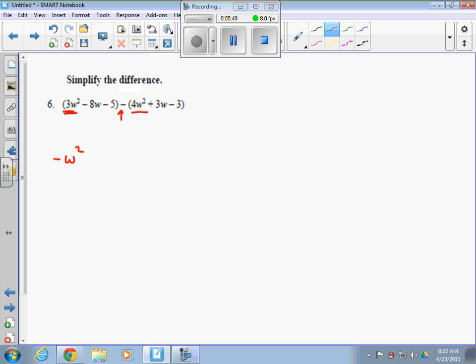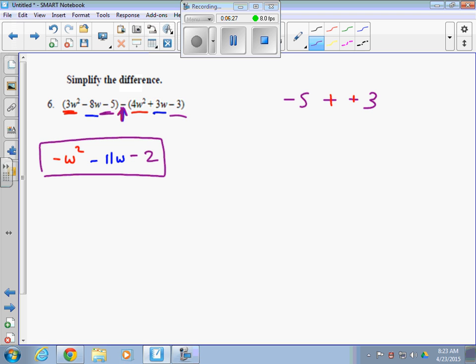Then you go to the next biggest degree, or the next biggest exponent, which is 1. Negative 8w, again, minus 3w. Negative 8 minus 3 is going to be negative 11w. Then you go to the next degree, which is the one that has no variable at all. Negative 5, again, minus negative 3. Remember, minus a negative 3 like this means plus a positive. So negative 5 plus 3 is going to be negative 2. And here's your polynomial when you subtract them.